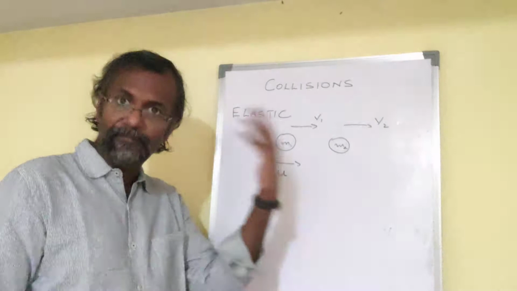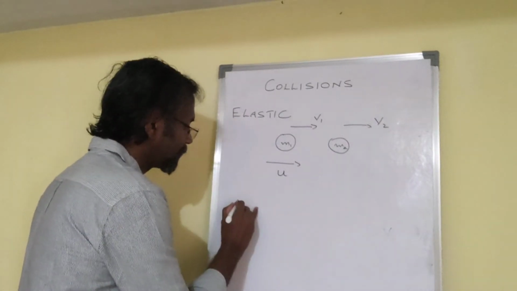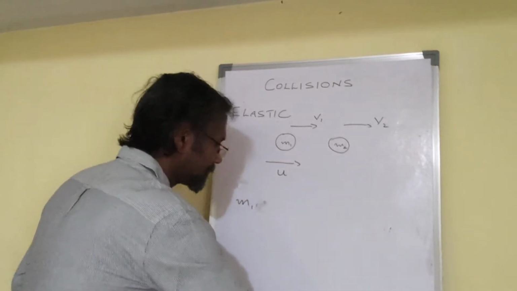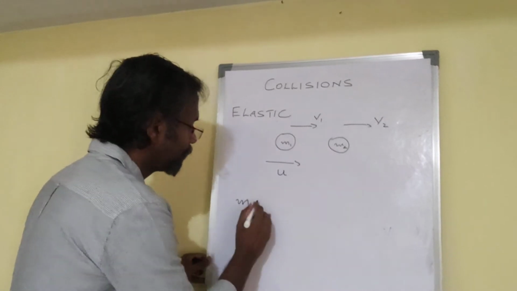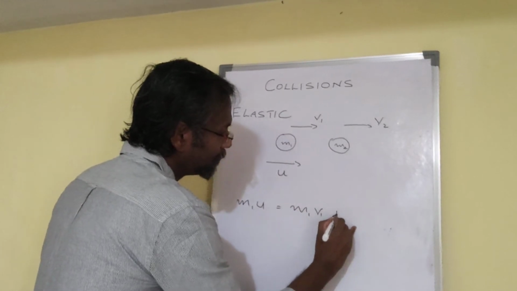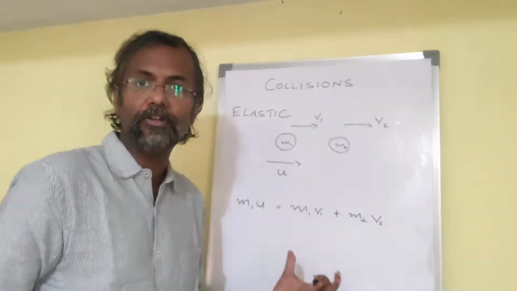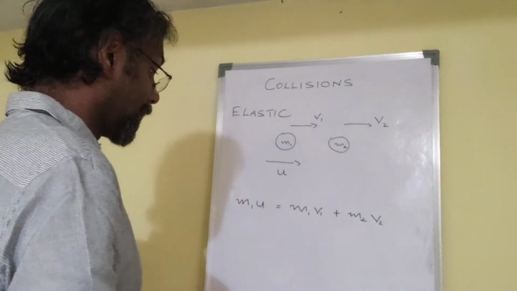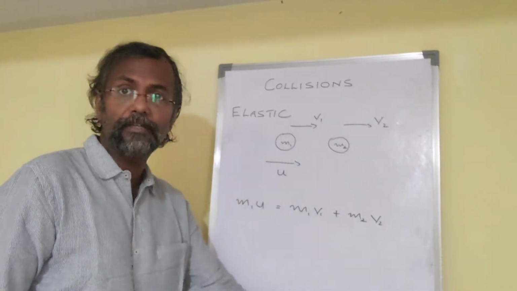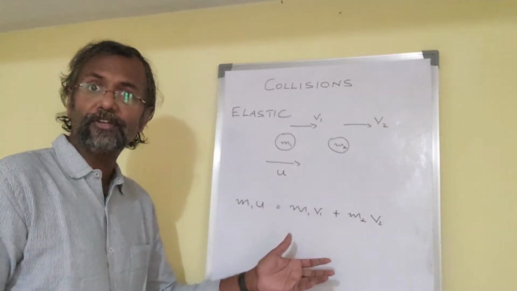We apply the first great law of conservation, which is the law of conservation of momentum, and from that we can straight away say m1u is equal to m1v1 plus m2v2. This is the law of conservation of momentum. Now, there are two unknowns. In the inelastic collision you had just one equation and you solved it, but here there are two unknowns. What is the next equation?